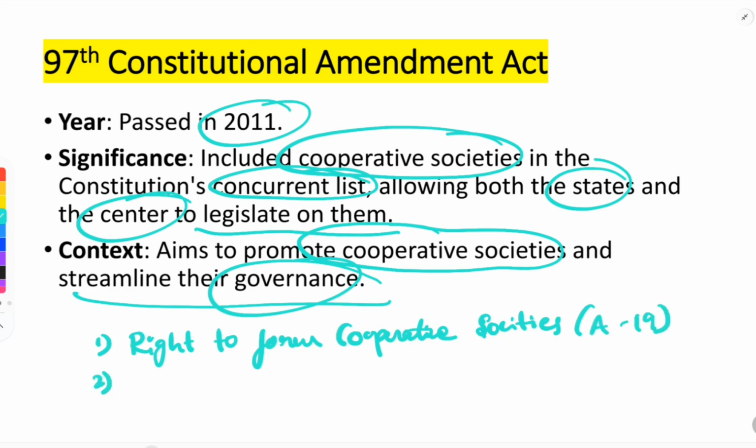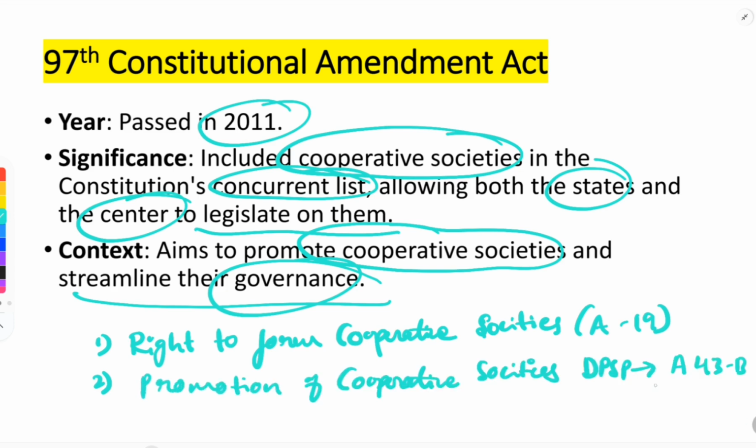And the second one, promotion of cooperative societies was added to the DPSP, in Article 43B. And the third one, cooperative societies are added to a new part, that is Part 9B.